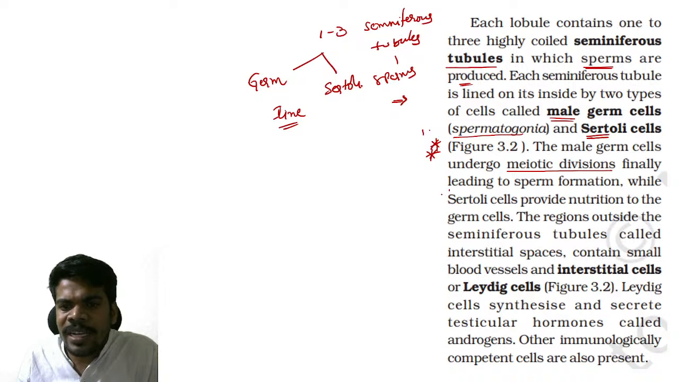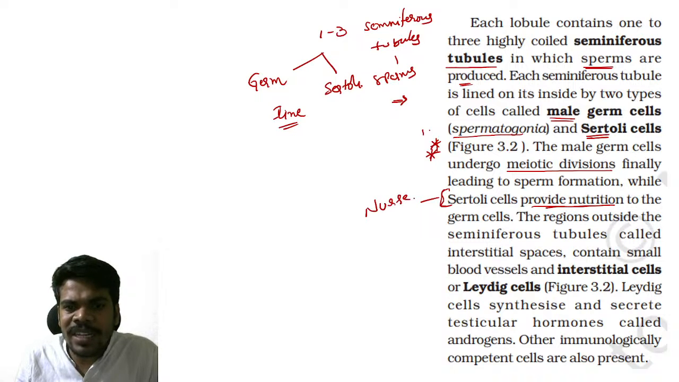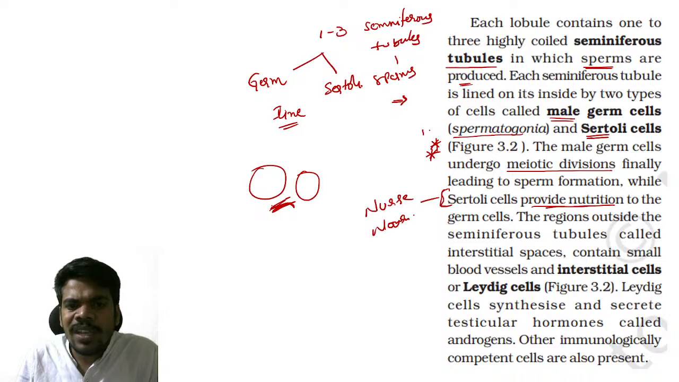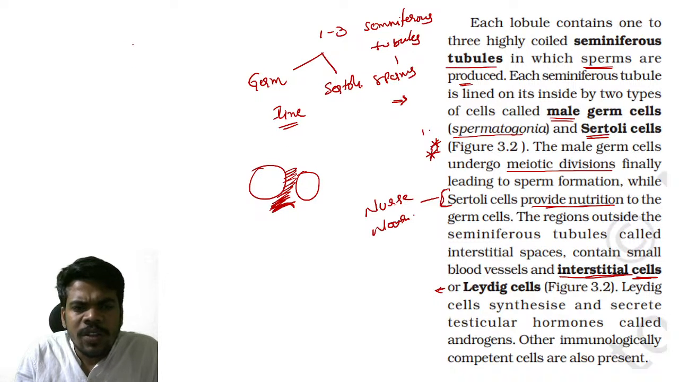While Sertoli cells, this is very important, provide nutrition to the germ cells. That's why Sertoli cells are called nurse cells, nourishing cells. The region outside the seminiferous tubules is called the interstitial space. An interstitial space contains interstitial cells, also called Leydig cells. So many questions are there from germ cells, Sertoli cells, Leydig cells.